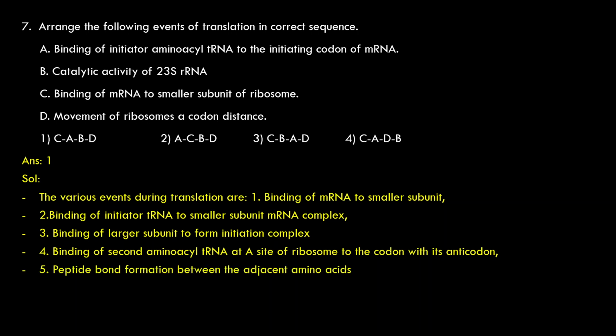Peptide bond formation between the adjacent amino acids is the second step in chain elongation. Movement of the ribosome a codon distance toward the 3' end of messenger RNA is the third step, which is also known as translocation. So repeatedly there is translocation. The peptide bond formation takes place repeatedly, right? And the translocation also takes place. The last stage is chain termination.